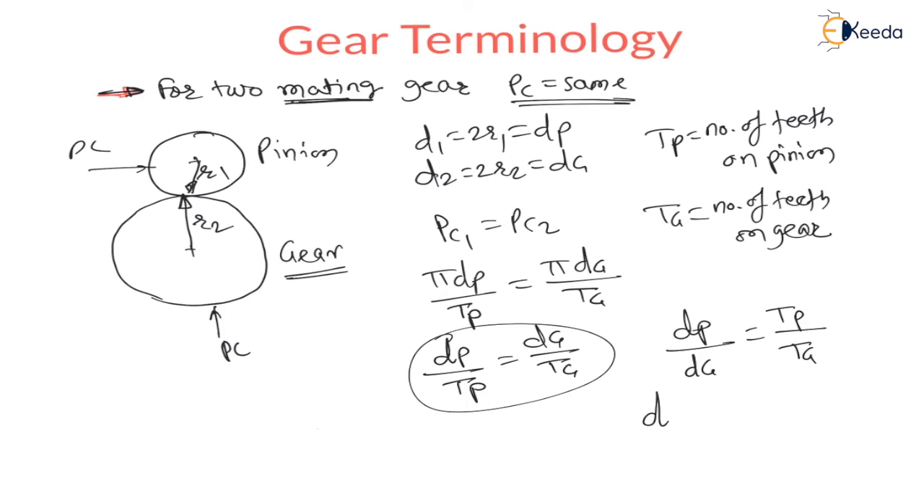That means diameter is directly proportional to teeth, meaning the gear having larger size will have more teeth. It is obvious, a gear having more diameter will have more teeth, and the gear having lesser diameter will have lesser teeth, right? Therefore the number of teeth on a gear is directly proportional to its diameter. Therefore on the gear there are more teeth as compared to the pinion.